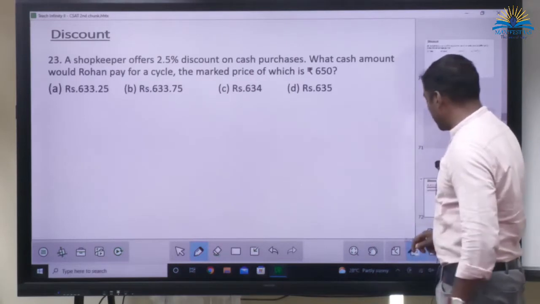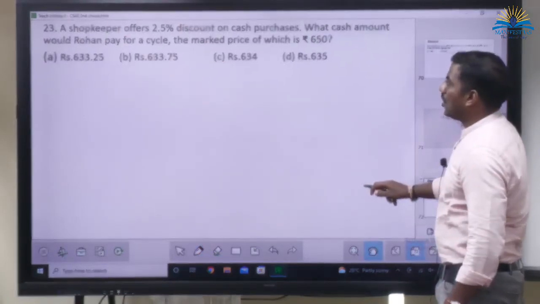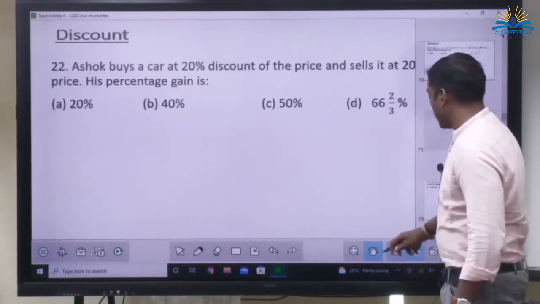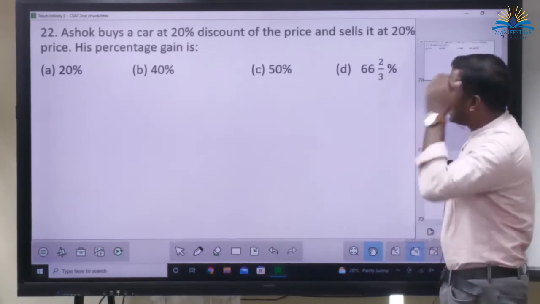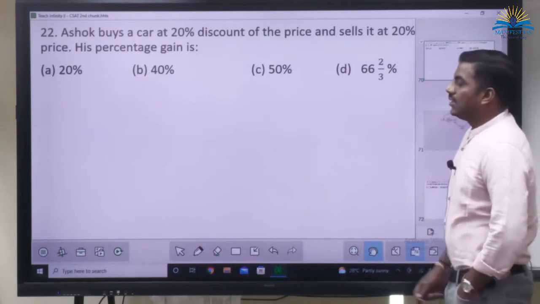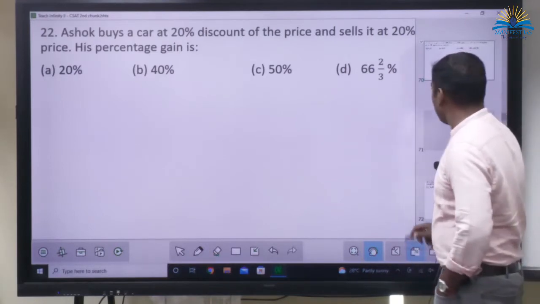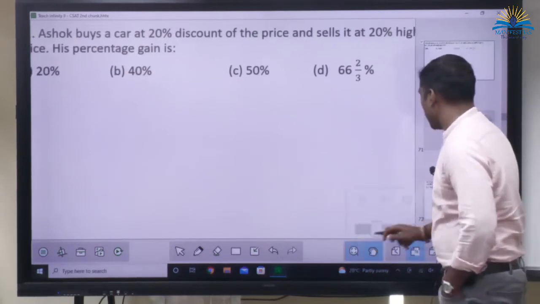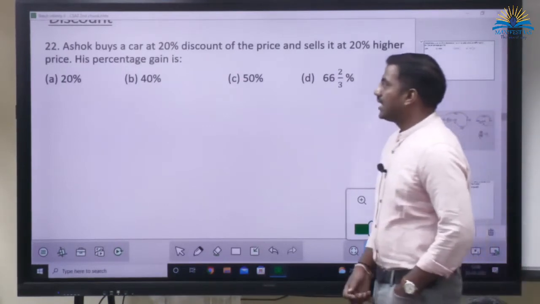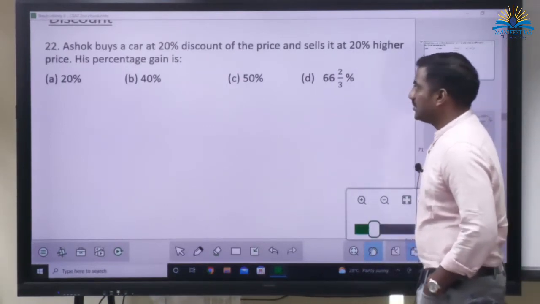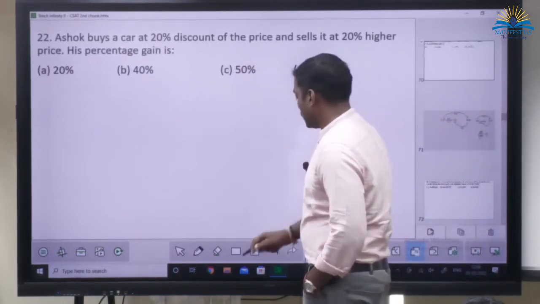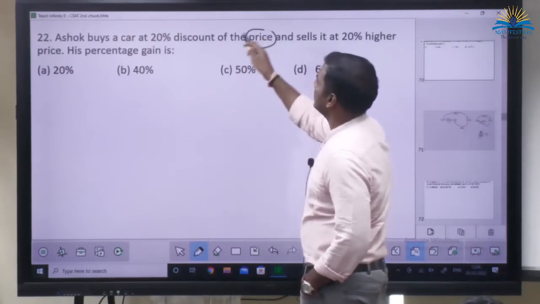A shopkeeper offers 2.5% discount on cash. Ashok buys a car at 20% discount of the price and sells it at 20% higher price. 20% discount of the price means what price is this?